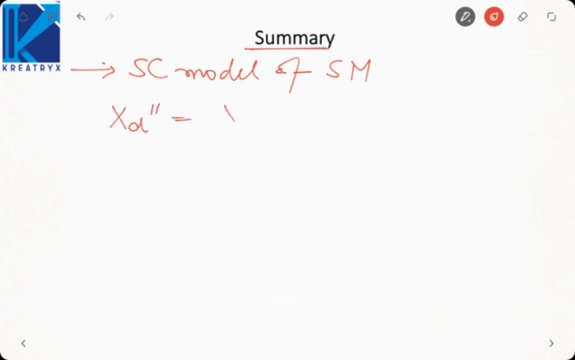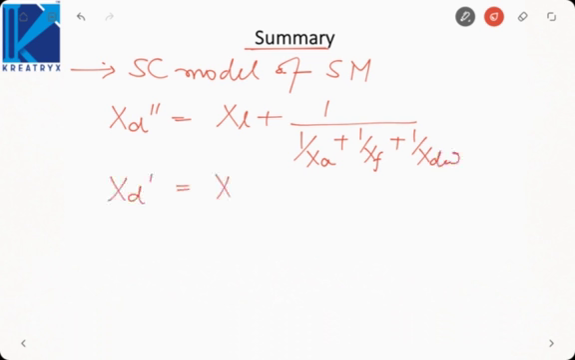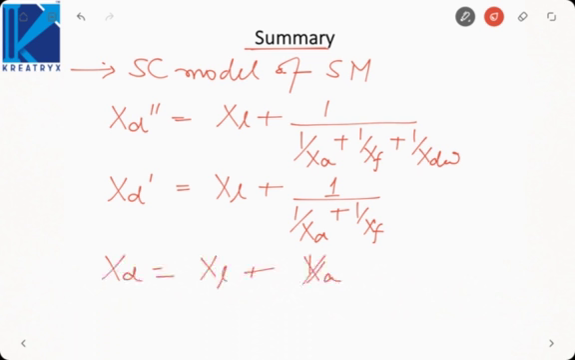So let us summarize what we covered in this lecture. We saw the short circuit model of the machine. Here we first saw the subtransient model in which XD double dash was XL plus 1 upon 1 by XA plus 1 by XF plus 1 by XDW. Then XD dash, that is XL plus 1 upon 1 by XA plus 1 by XF. Then XD, that will be equal to XL plus XA. And we saw that XD double dash is less than XD dash is less than XD.